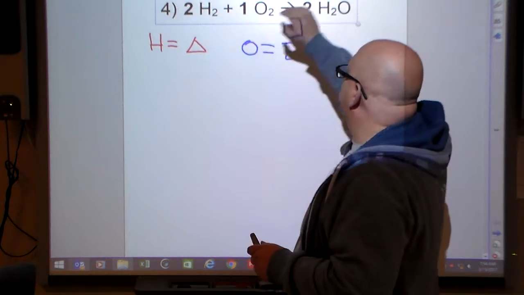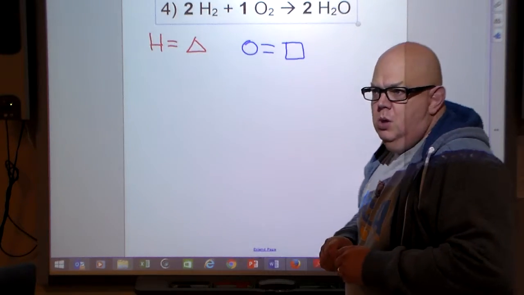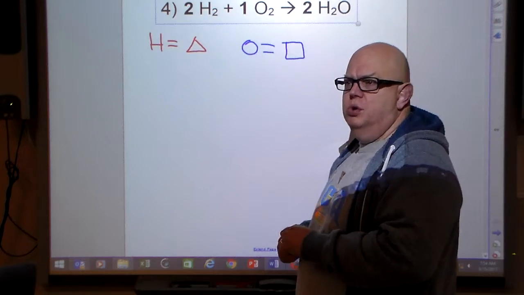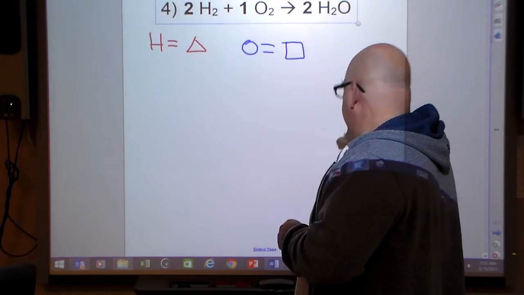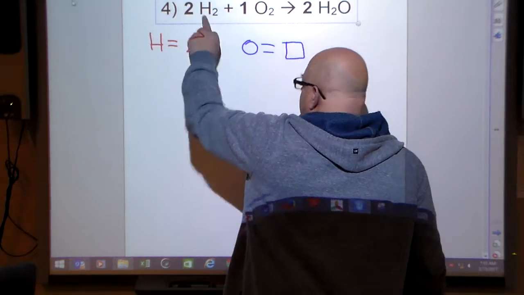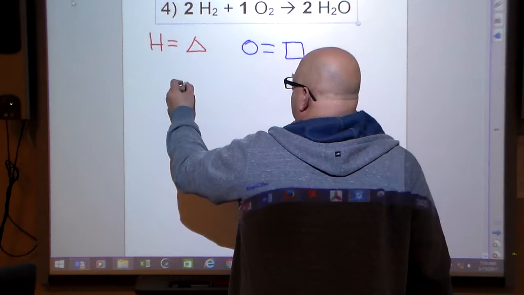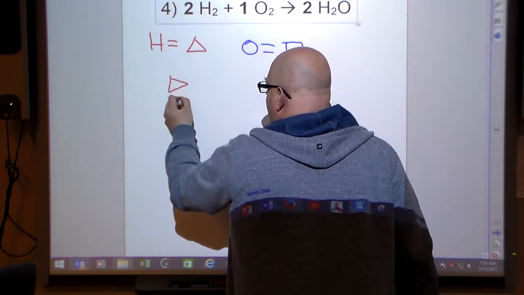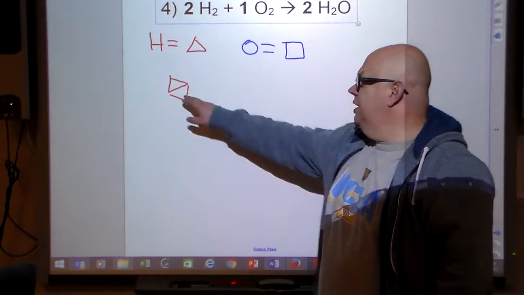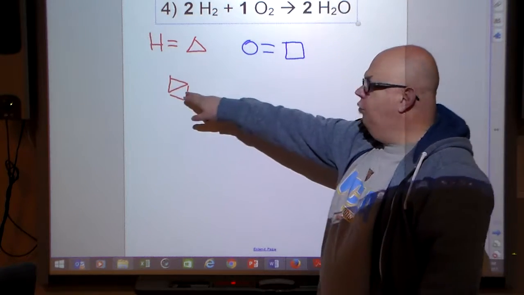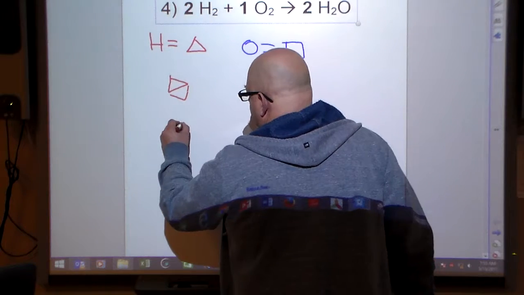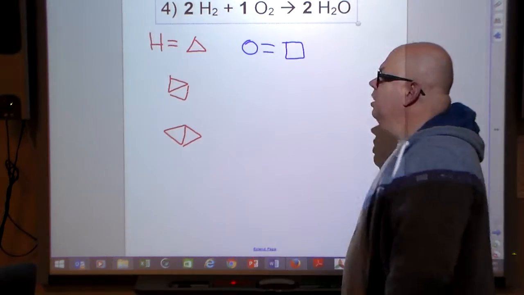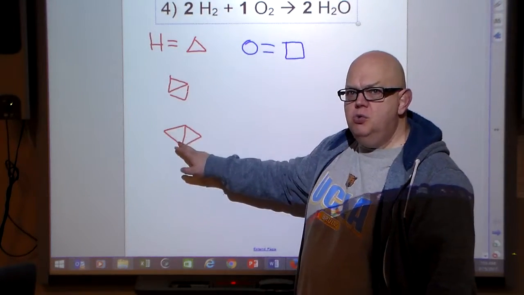So we have 2H2 plus 1O2 gets us 2H2O. Okay, you might recognize that paper of something that I had you guys do earlier in the course. We were balancing chemical equations. Okay, so I need 2 of these H2s. Well, what is that going to look like? Well, if one triangle represents one hydrogen atom, then I can have 2 triangles represent 2 hydrogen atoms. So I have one H2 right here. I can draw another one like this. So I have 1H2, 2H2.